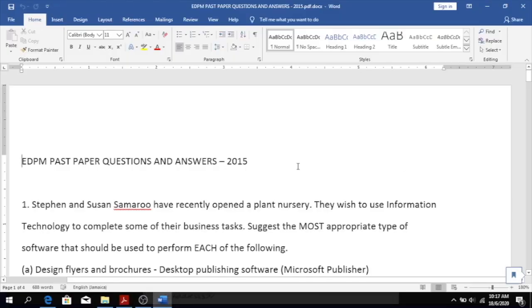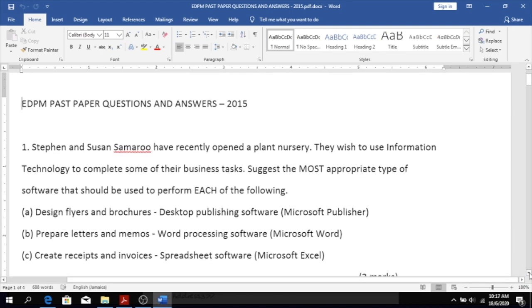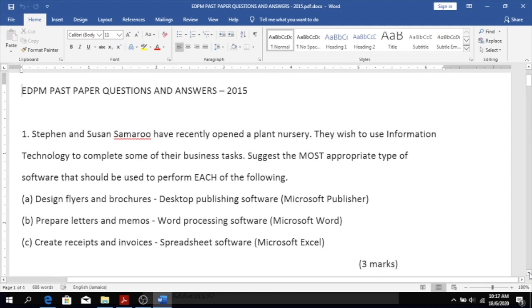All right, so now we're going to be looking at EDPM past paper questions and answers 2015. Number one says, Stephen and Susan Samaru have recently opened a plant nursery. They wish to use information technology to complete some of their business tasks. Suggest the most appropriate type of software that should be used to perform each of the following. A, design flyers and brochures.